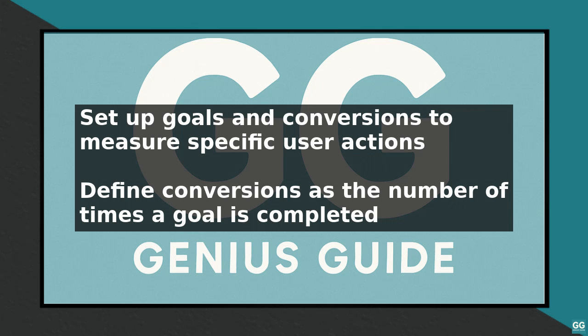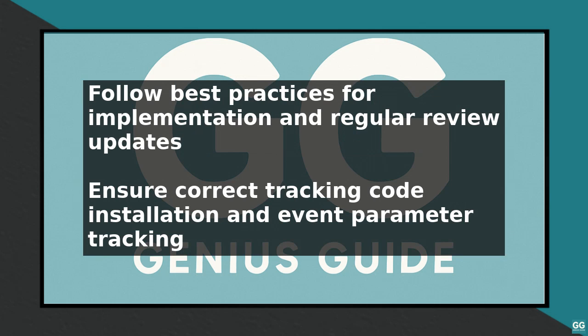Best practices for implementing Google Analytics 4 include setting up a separate property for each website or app, using the Google Tag Manager to manage tags, and regularly reviewing and updating your tracking code. It is also essential to ensure that your tracking code is installed correctly and that you are tracking the right events and parameters.